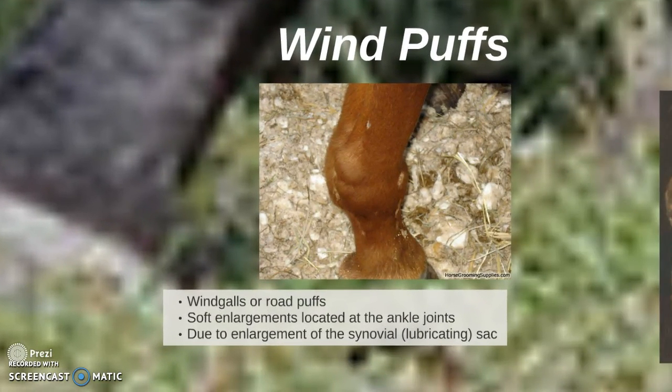Next is windpuffs, also called windgalls or road puffs. These are soft enlargements located at the ankle joint. They are due to enlargement of the synovial sac. Synovial fluid, of course, being what lubricates joints.